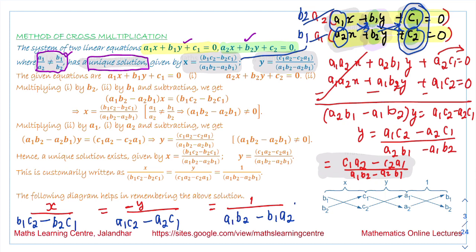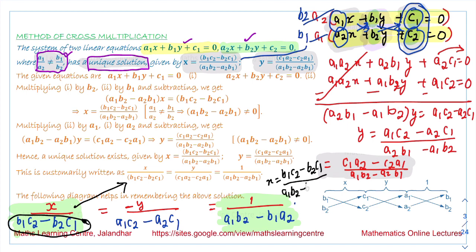Now when we compare this first value with this last value, we can calculate the value of x. Writing these two terms, we can write the value of x from this equation. The value of x that we will get is b1c2 minus b2c1 divided by a1b2 minus b1a2.